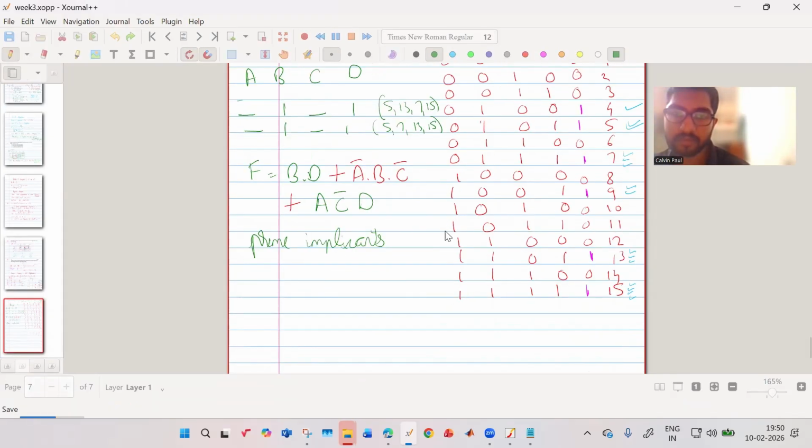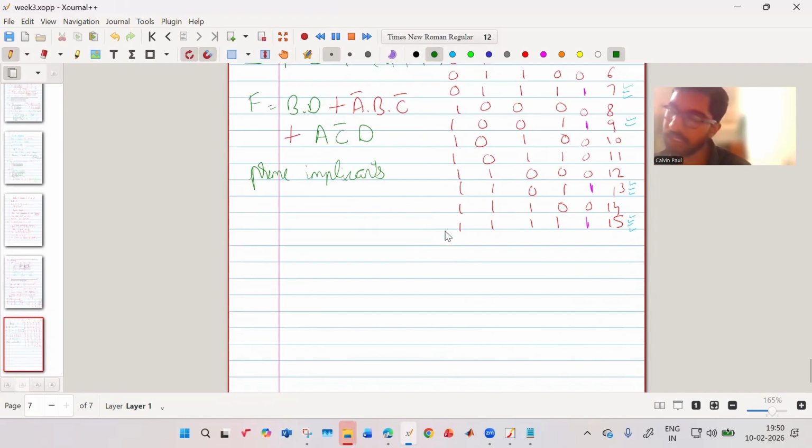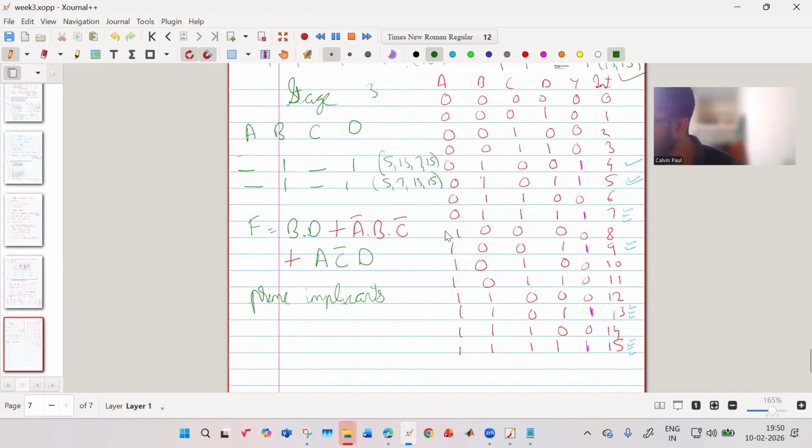Then we can also have what is known as essential prime implicants, without which you would not get the output at all. So for that, let us check.